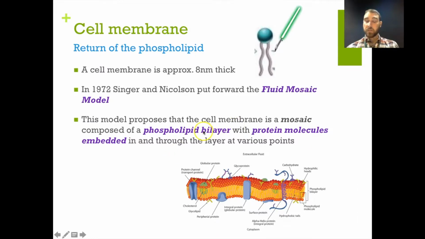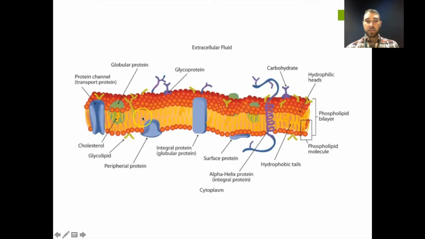So it's a phospholipid bilayer with protein molecules embedded in it, and we call this the fluid mosaic model. So there's two layers of phospholipids. Here's the top layer, here's the bottom layer, and then embedded in that is a whole heap of proteins and other structures as well. The proteins might be involved in transport, they might be involved in communication as well. Here we have a carbohydrate, for example, that might be involved in communication.